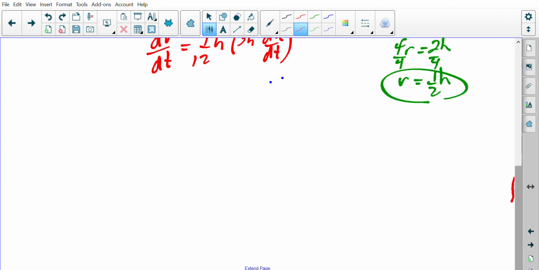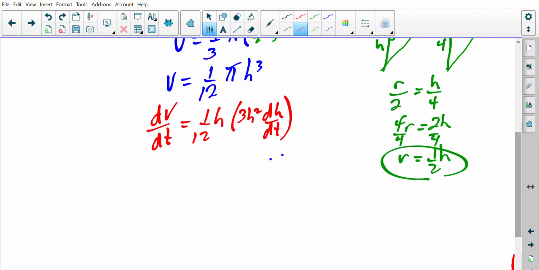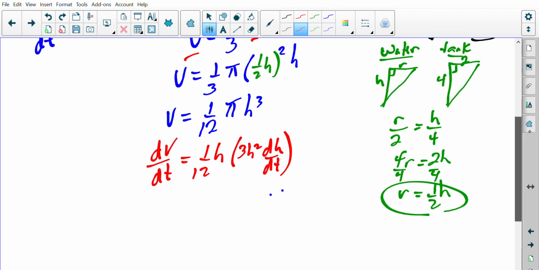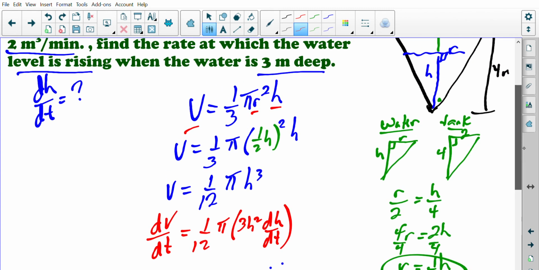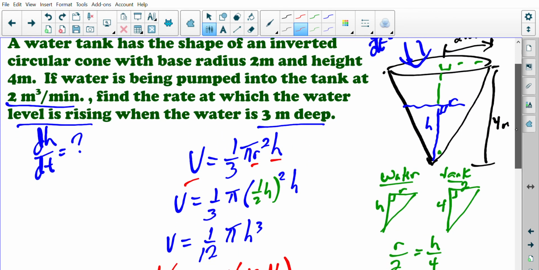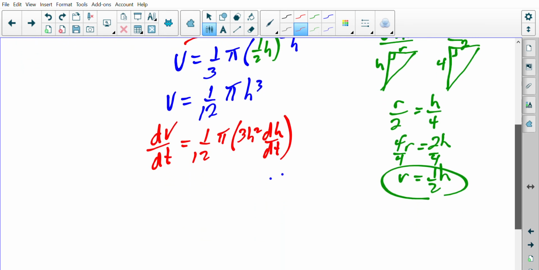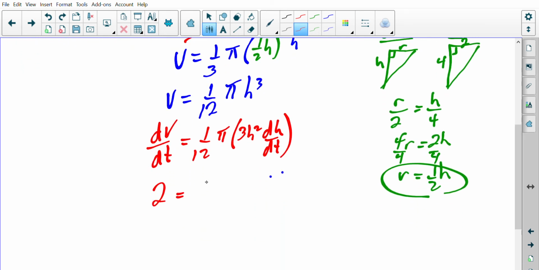Oops. It says to us, oh, this is a pi, not an h, sorry. 1/12 pi, there's your constant. Now your derivative of h cubed is 3h squared dh dt. Alright, so we're given dv dt. It's positive 2 because you're adding volume. So this is positive 2.